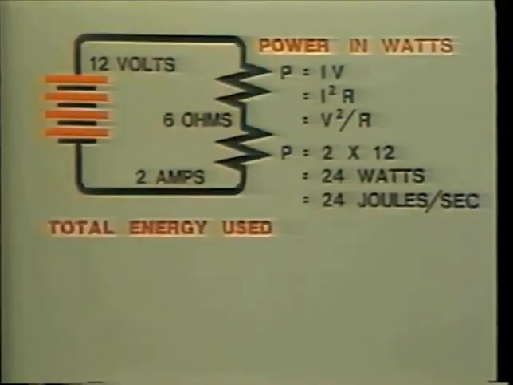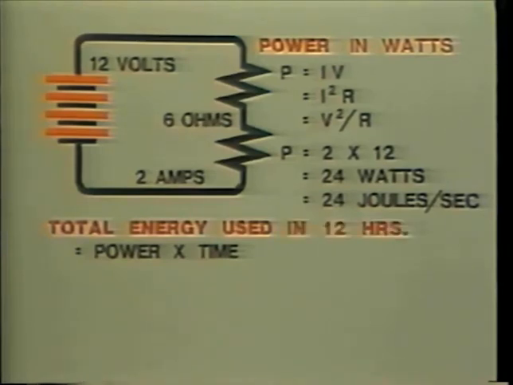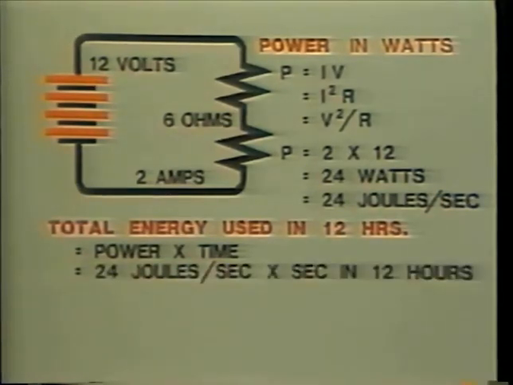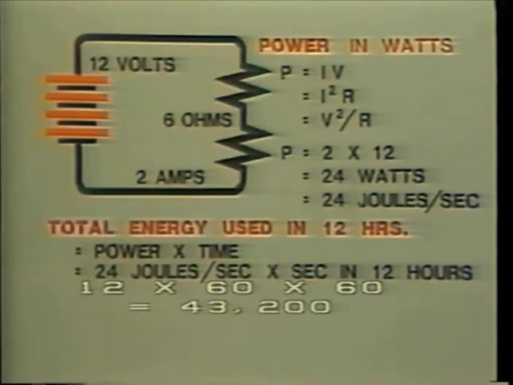If we wish to determine the total energy consumed, we must multiply the power by the time period involved. In our circuit, if we wish to know how much energy is consumed by the load in 12 hours, we multiply 24 joules per second by the number of seconds in 12 hours. Well, 12 hours times 60 minutes per hour times 60 seconds per minute, this works out to be 43,200 seconds.